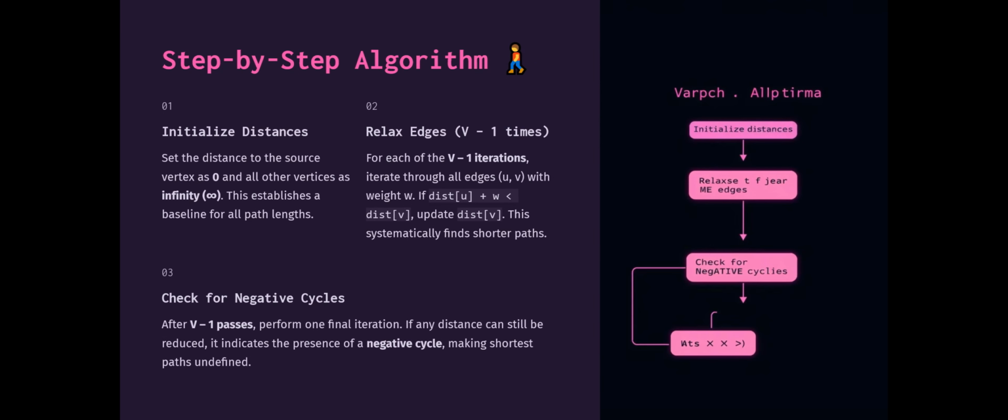Here's step by step. Initialize distance, relax edges V minus 1 times, check for negative weight cycles.